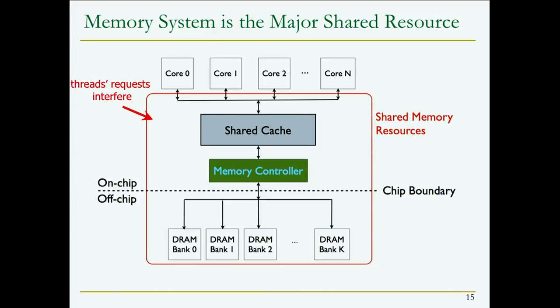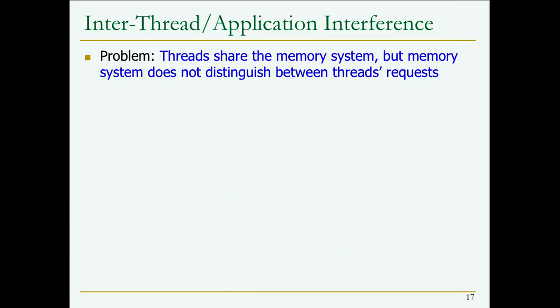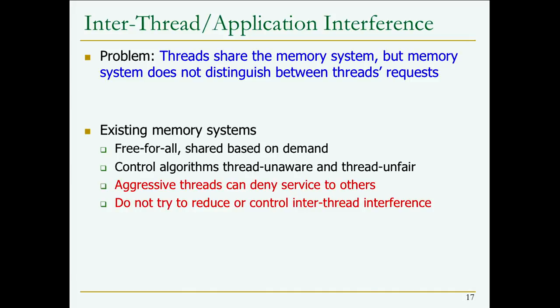Okay, so basically this is an example multi-core system. Threads' requests interfere in this shared memory system, and we're going to focus on this shared memory system. And this was my picture before. The problem is threads share the memory system, but the memory system doesn't distinguish between threads' requests. And this has been the case initially when multi-core systems were designed. Today, we're actually at a much better place, and we'll talk about that later on. But let's assume that this is the case.